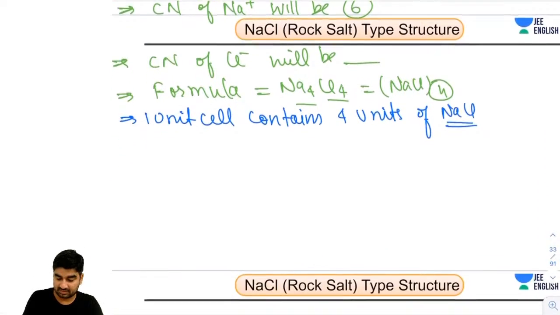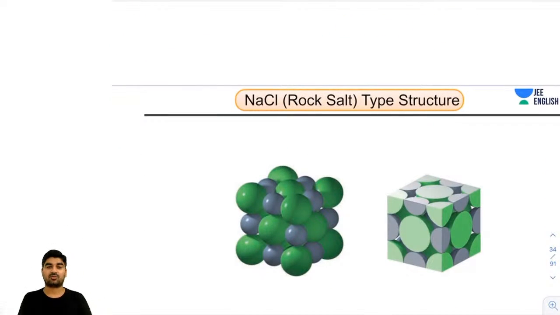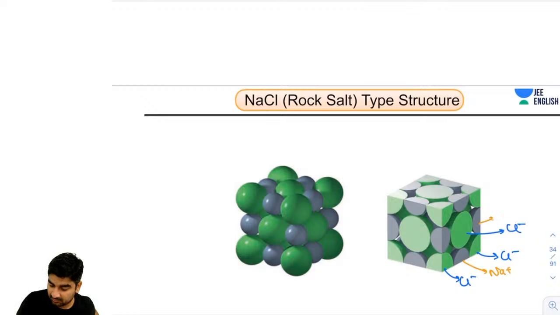So if it is clear, guys, now let me tell you, this is how rock salt will look. On the faces, you have chloride minus, and at the edges we have Na plus, right? So this is how NaCl will look. Note it down.